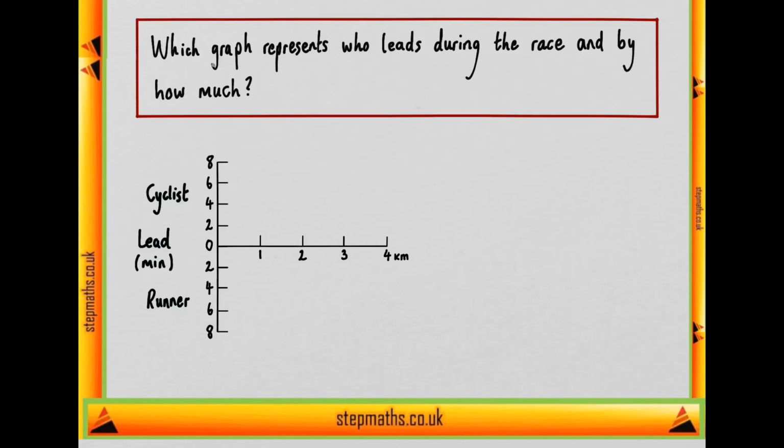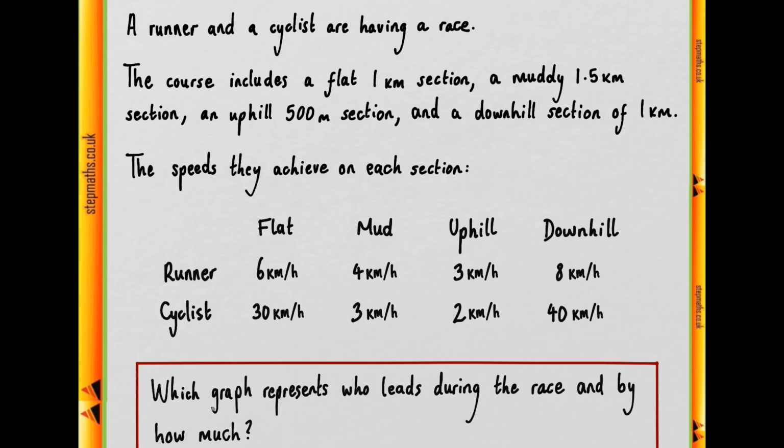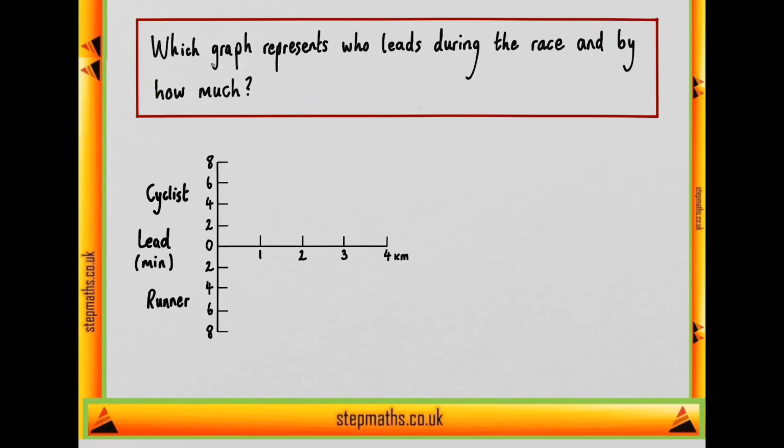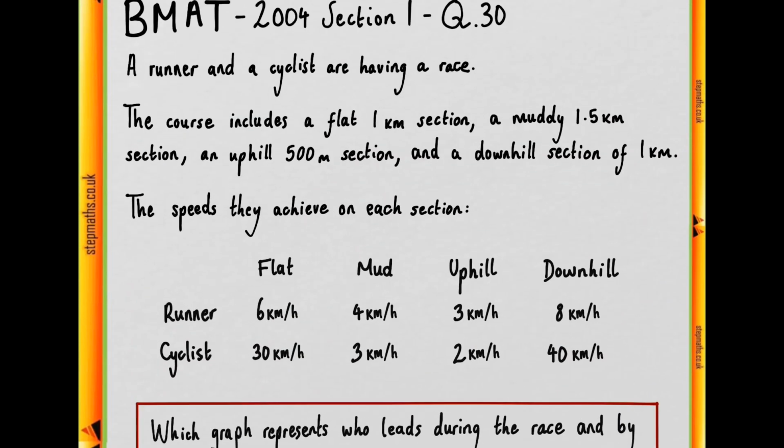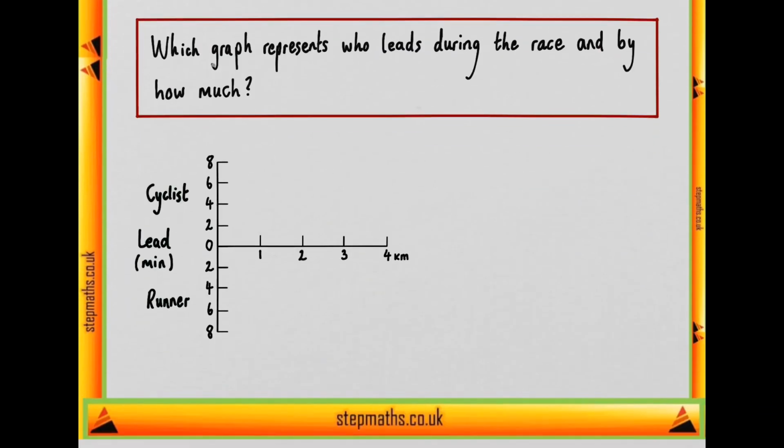So the first thing that we'll need from our graph to make sure that it's correct and reflects what's going on in this information is to make sure that the breakdown of the various sections is represented in the graphs. So we have a 1 kilometre section, a 1.5 kilometre section, a 500 metre section, and a 1 kilometre section. So that means we can draw out some lines just to give a sense of where we are.